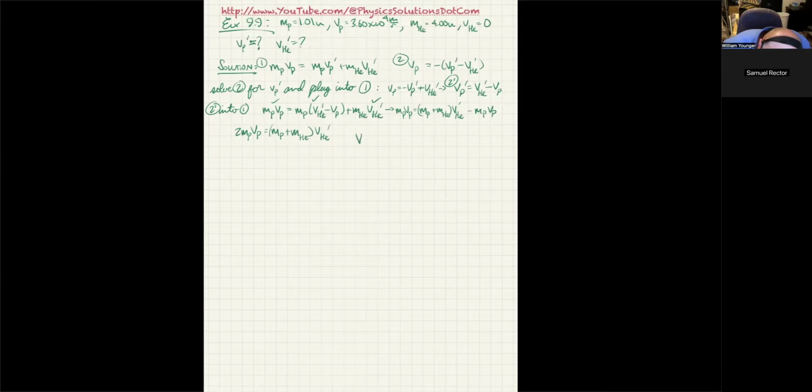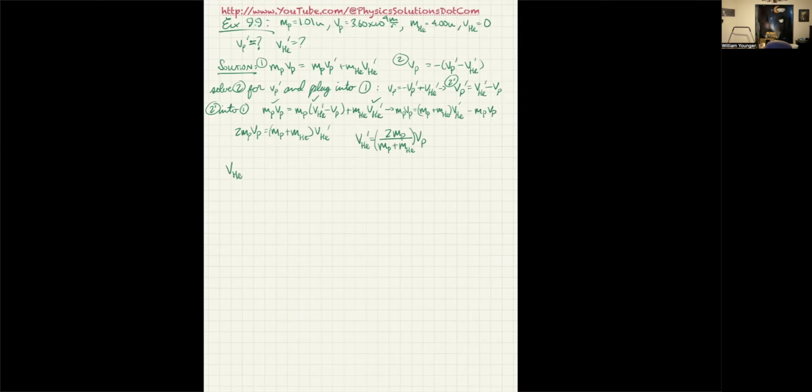Specifically, V helium prime is equal to 2 times the mass of the proton divided by the mass of the proton plus the mass of the helium times the velocity of the proton initially. So I can finally calculate this. This is going to be 2 times 1.01 divided by 1.01 u plus 4.00 u. You can see that the u's cancel out everywhere. And of course, that's still times VP.